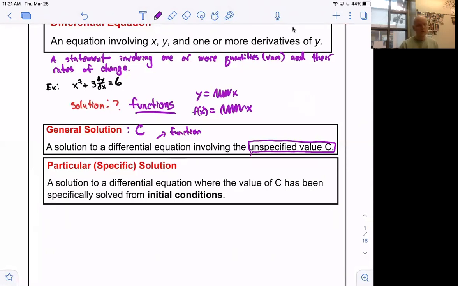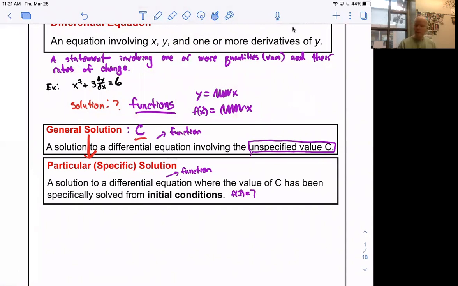The second type of solution is a little more specific. We call it a particular or specific solution. This is a solution to a differential equation, so again, a function, where the value of c has been specifically solved for from what we call initial conditions. Things like f of 2 equals 7. That would be an example of an initial condition. And we'll see examples of both of these. So we've got two types of solutions, a general solution and a particular solution. Generally, when you solve differential equations, you start with a general solution, and then you get a specific solution from the general solution by solving for c.